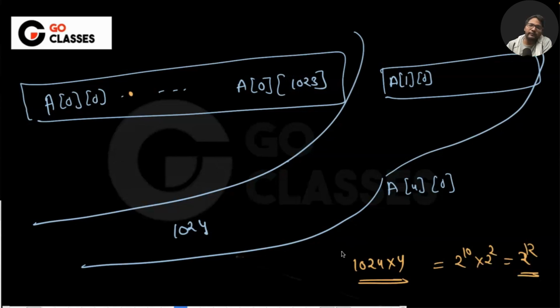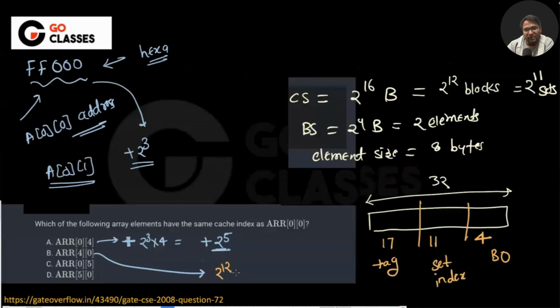So how many bytes you have? 2 power 12 into, what is the size of each element? 8, right? So 2 power 12 elements you have before. So you need to add basically 2 power 12 elements, and then each element is having 8 bytes. So 2 power 15 you need to add. 1 followed by 15 zeros. What do you think? Will it be having the same index? 1 followed by 15 zeros. I think yes, right? I think yes. So this is the answer.